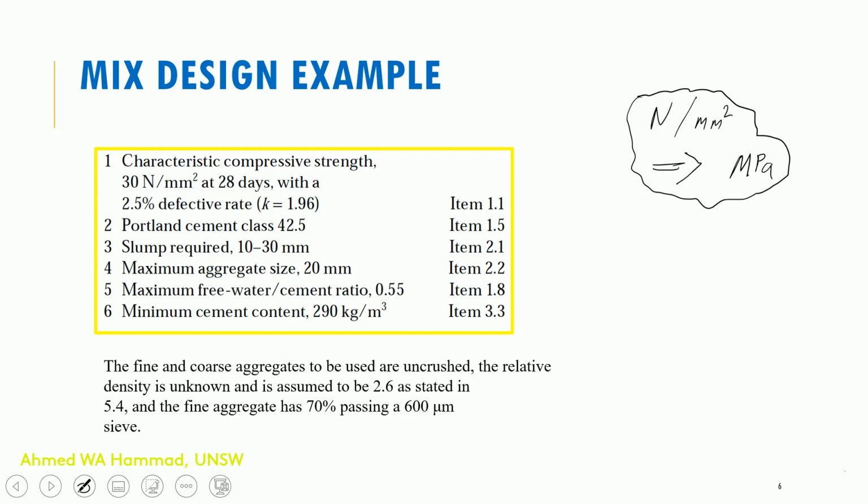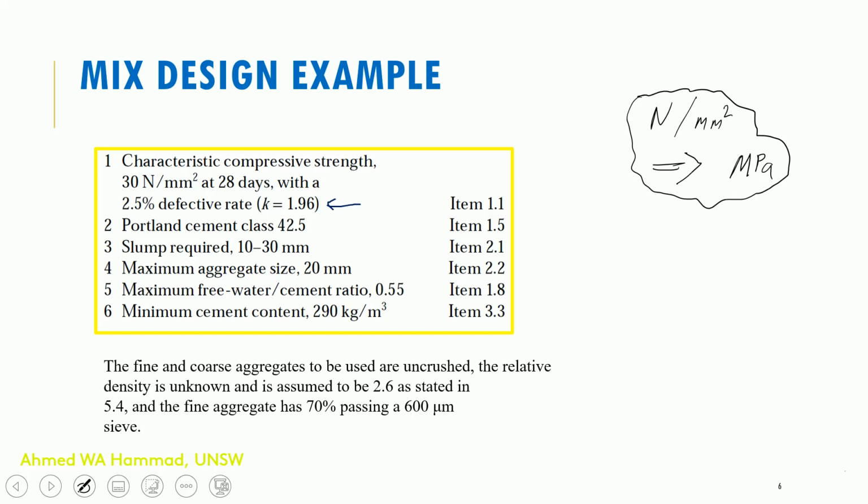The defective rate is specified again by the client as 2.5%. And you can notice that there's a parameter K, that K over here. And that's just a parameter that's associated with the 2.5% defective rate. So it corresponds to the 2.5% defective rate, and it will be an important parameter for us to use in the calculation process, as you will see later on.